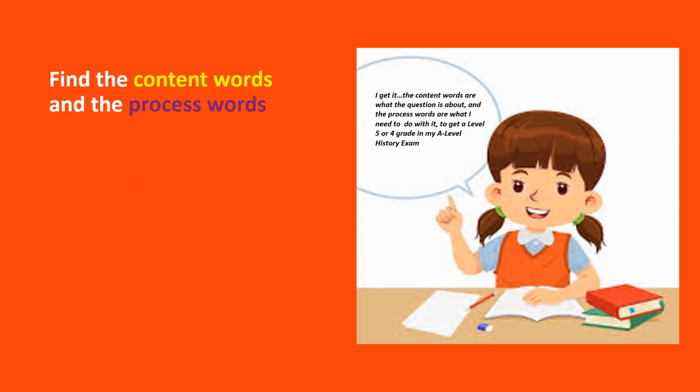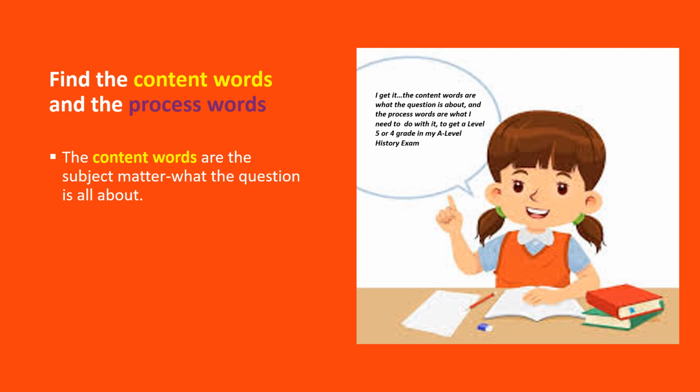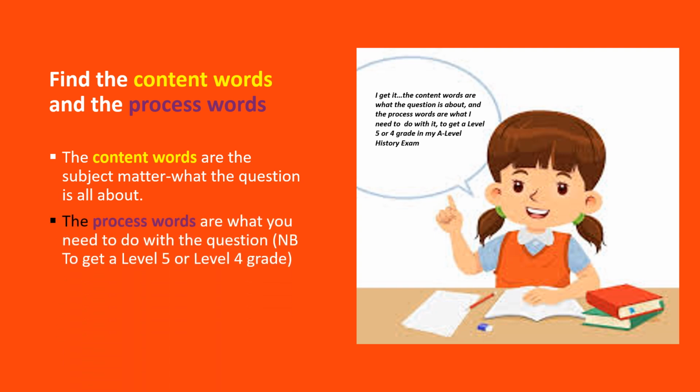So back to the question. The first thing you do before you write anything down, after reading the question and ensuring yourself that you've understood it thoroughly, is to find the content words and the process words. The content words are the subject matter, i.e. what the question is all about, and the process words are what you need to do with the question in order to get ideally a level 5 or the next best thing, a level 4 grade.